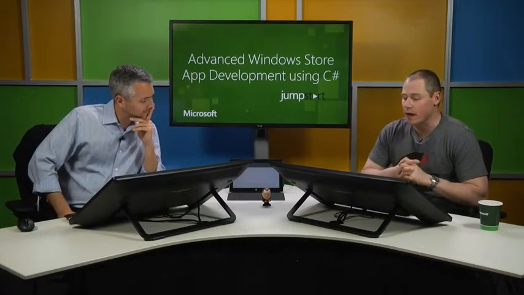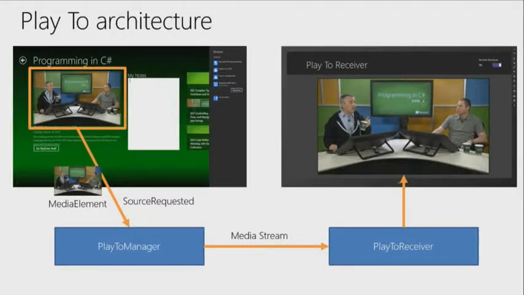So anyway, if we look at my slides, this is the Play To architecture. And what we have on the left-hand side is our application, which is the source of the media. And we have our detail view showing up. And right now we're showing a video in action being played back. And it's not the app that's the source. It's that one media element. In fact, it's the source for that element that is ultimately the source.